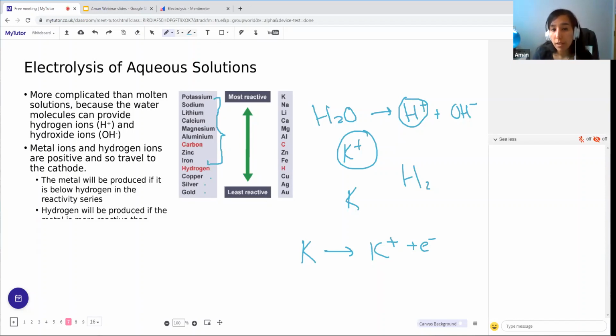Any questions on that at all? So that's how you explain it. You wouldn't be asked to explain it in an exam. It's just to help you understand why hydrogen is produced if the metals are more reactive, whereas if it's less reactive, then the metal will be produced. Yeah, we're going to go on to the anode. This is just about the cathode at the moment, but good question there. So we will go on to that. Okay, good. So no questions on that.